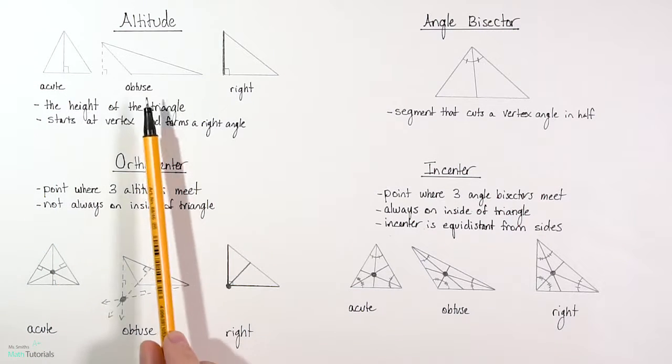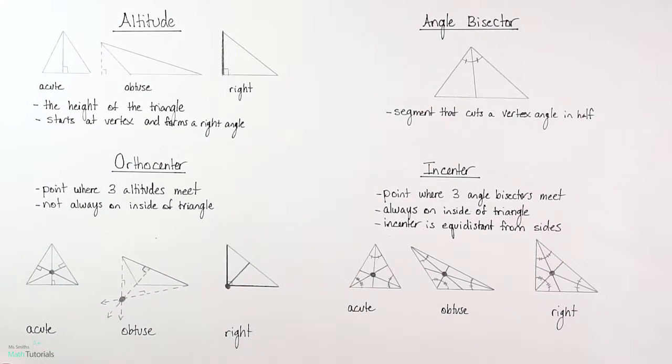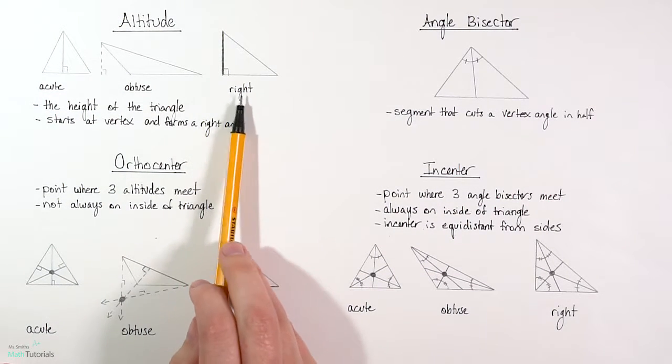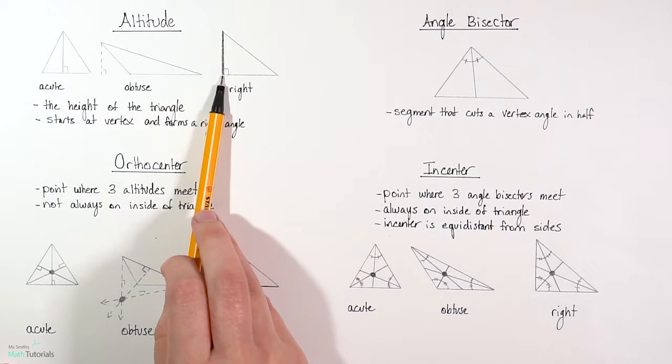And then for the obtuse triangle, notice this altitude is actually outside of the triangle. And if we have a right triangle, the altitude will be actually on the triangle.